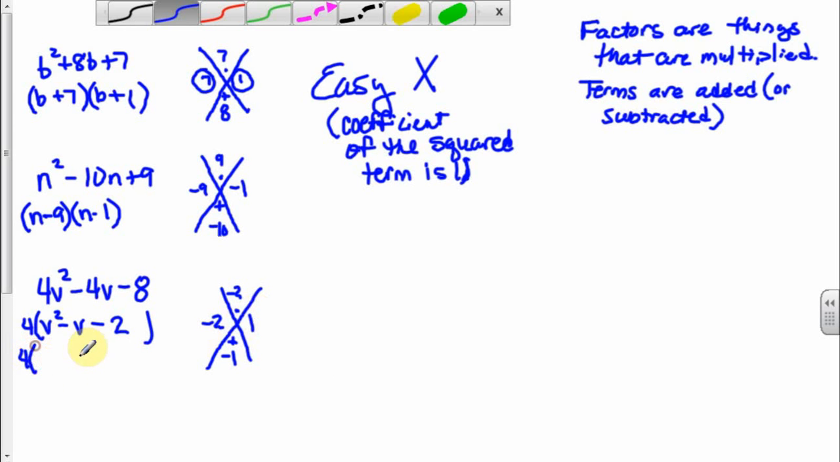The 4 just hangs out front. He does have to be there. You can't lose him. Okay, he is part of this trinomial factorization. So it's v, and it's minus 2 plus 1.